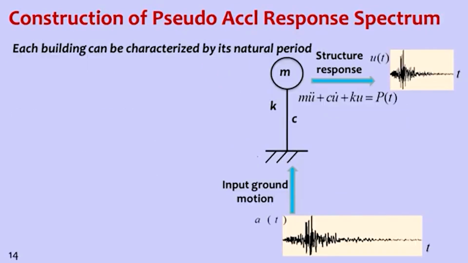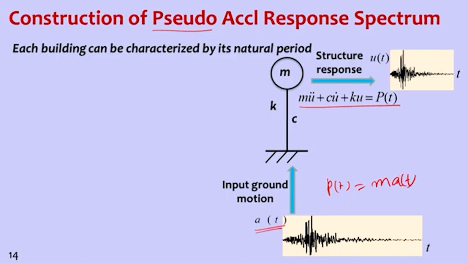Now how do we construct this acceleration response spectrum? Why we are calling it pseudo, I will discuss in the next class. Construction of the acceleration spectrum: we have a linear single degree of freedom system, and the equation of motion for it is m u double dot plus c u dot plus K u is equal to the applied force. That applied force is coming from acceleration, so P of t is equal to mass into acceleration, and then this is the response.